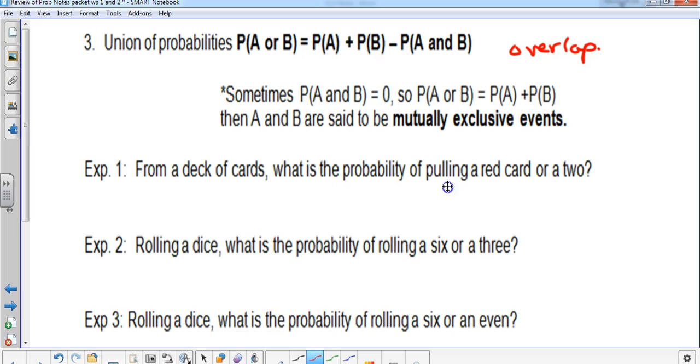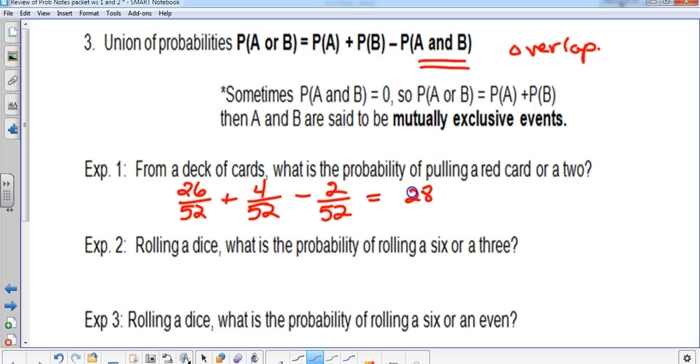From a deck of cards, what is the probability of pulling a red card or a 2? All right, there are 26 out of 52 that are red. There are 4 out of 52 that are 2s, but there's an overlap of 2 out of 52 that are red 2s, which is this and business, okay? So you would get 28 out of 52 or whatever that reduced to. I don't ever do that.